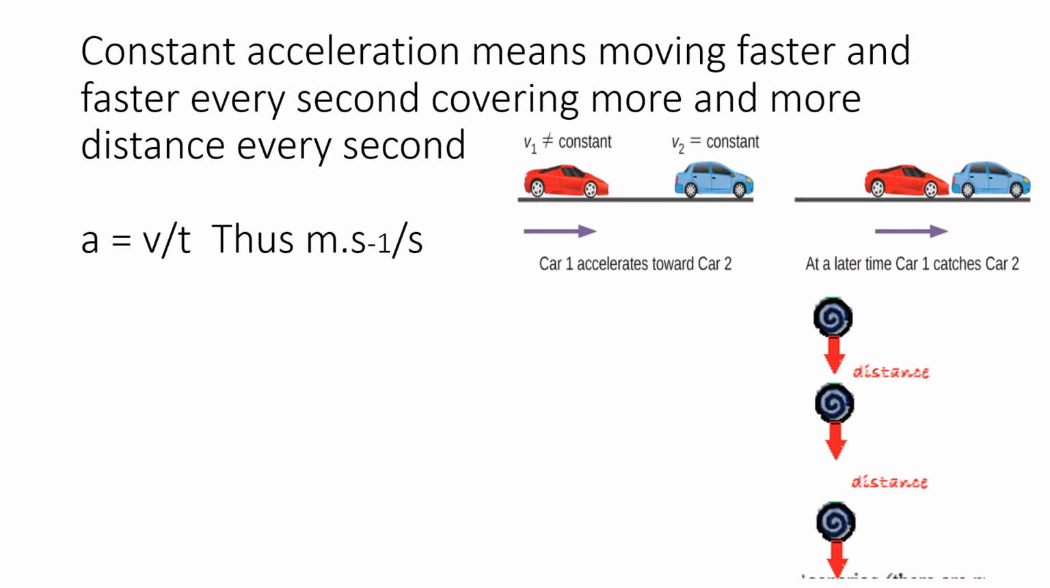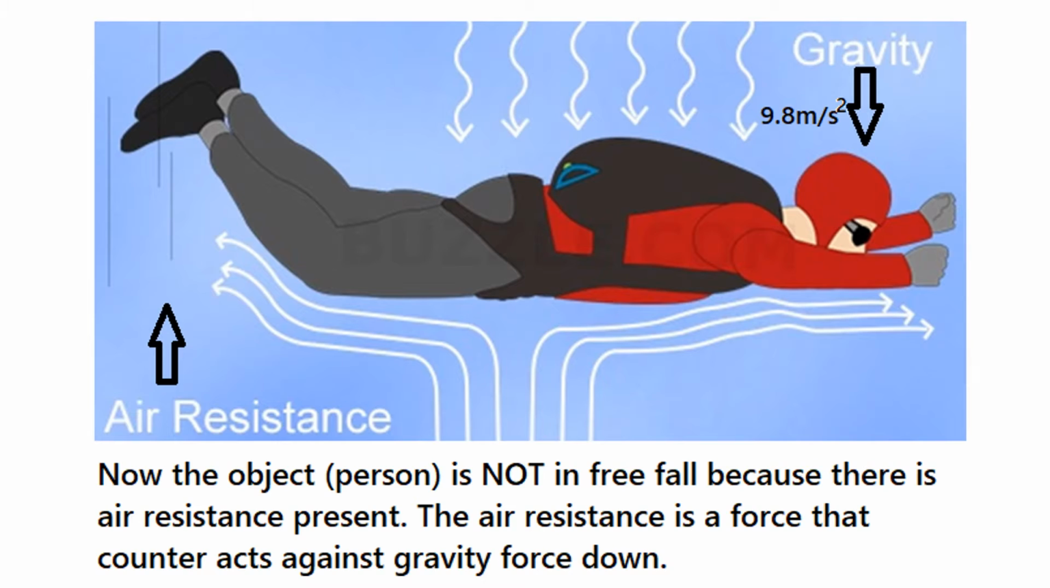The other example is a falling object. As the object falls, more and more distance is covered every second. You will notice the spaces between it represents the distance. In this example, the object is not in free fall because there is air resistance present. The air resistance is a force that counteracts against the gravity force downwards.